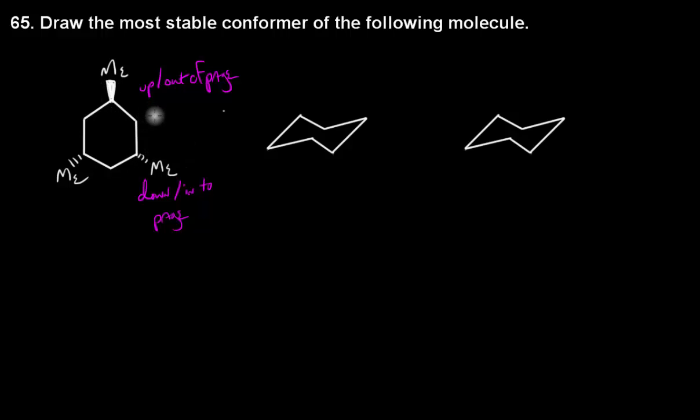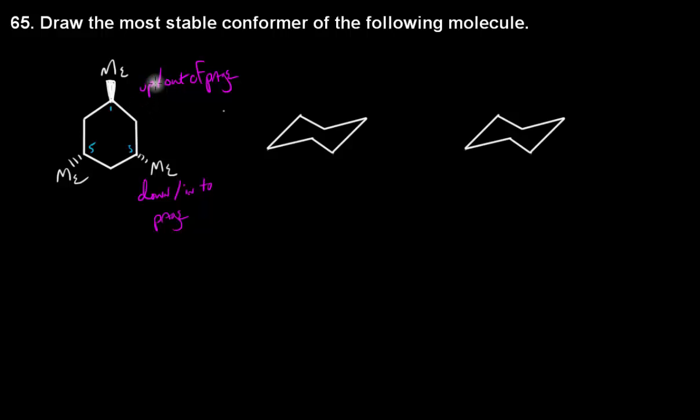So what we've said is that the way you can think about it in your head is to think of the wedge as up or out of the page, or you can think of the dash as down or into the page, going into the other room, going behind the computer screen. So the way we can approach this is just go ahead and number the cyclohexane. So 1, 2, 3, 4, 5, and then 6. And then all we have to do is figure out where we want to put our methyl groups, because that's all we really have to deal with.